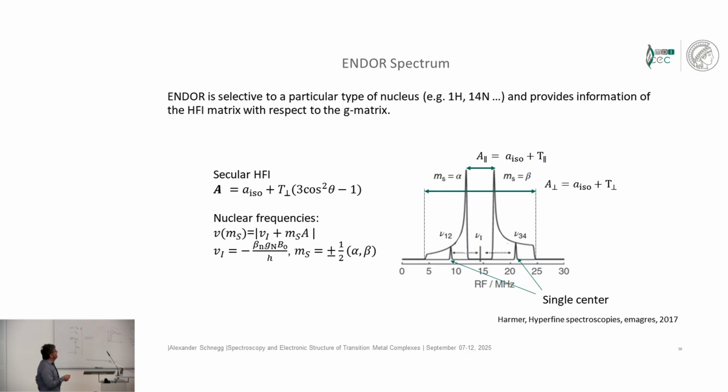And this peak pattern here is just determined by the parallel and the perpendicular part of the hyperfine coupling. And this is super selective, since we select the radio frequency and either excite protons or, for example, nitrogens or O17, we can selectively measure all of these interactions and get the information which is otherwise hidden in our spectrum.